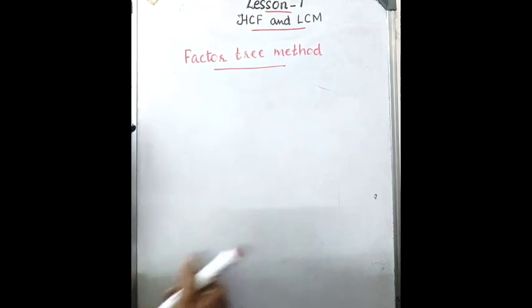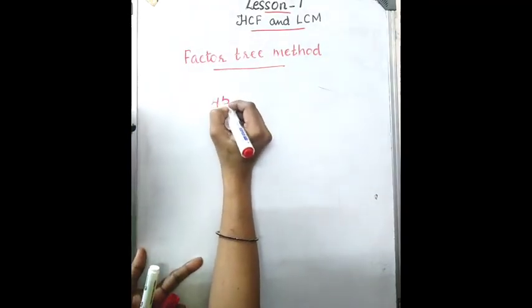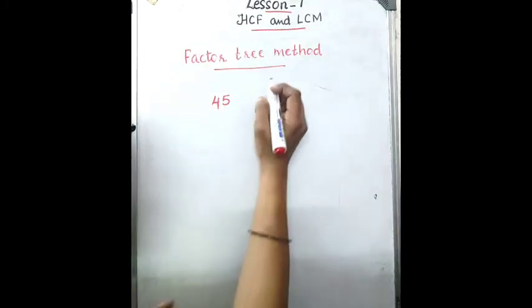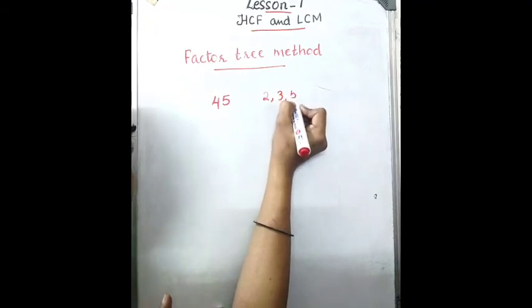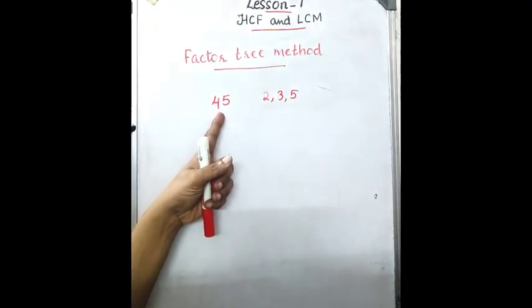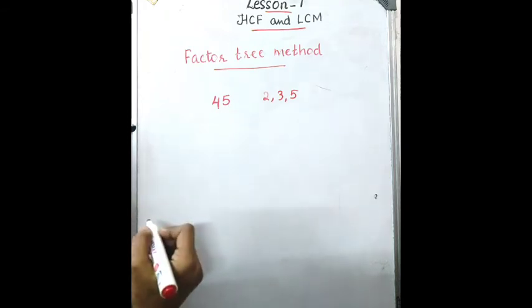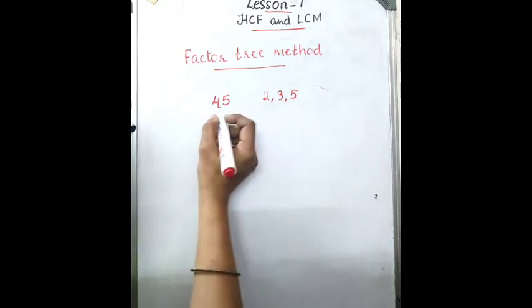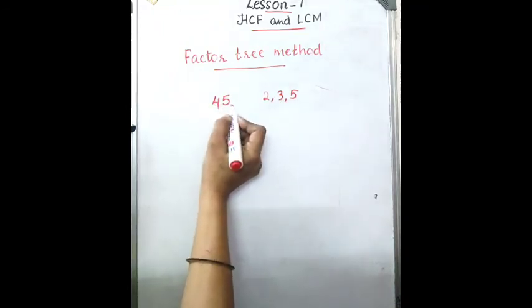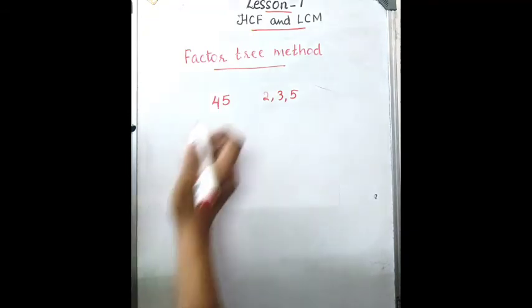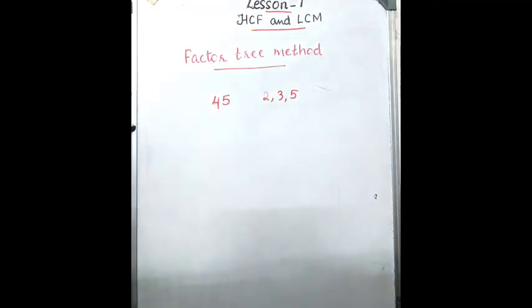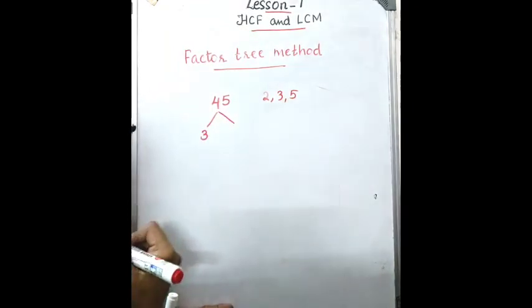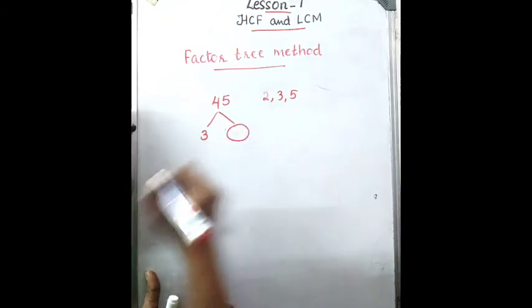We can do one more example. 45. We have to divide this number by 2, 3 or 5. According to the divisibility rule, we cannot divide this number by 2 because the ones place is 5. We can take 3. According to the divisibility rule, the sum of these digits, 4 plus 5, equals 9. So we can divide this number by 3. So we can write 3. How will you divide this number? 3 into dash equals 45.